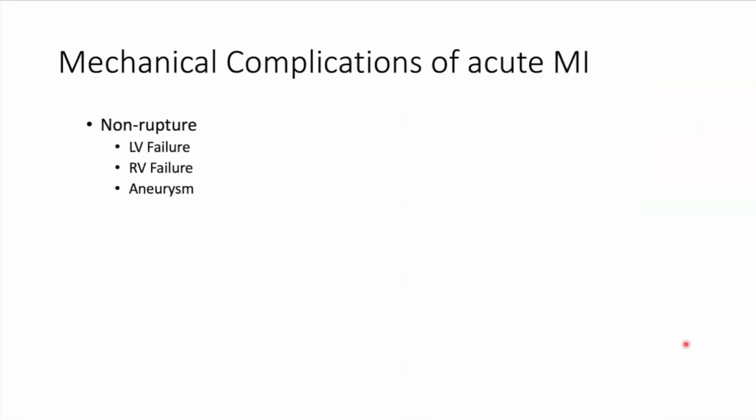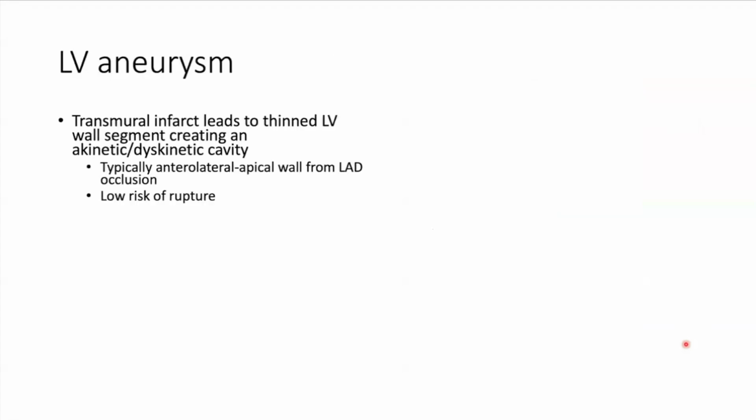Okay, moving on to aneurysms. So aneurysms can happen both in the left ventricle and the right ventricle, but LV aneurysms are much more common. Basically what we're referring to is an infarcted area in the left ventricle that becomes thinned over time, scar develops, and becomes dyskinetic eventually. So usually it's anterolateral apical wall infarcts that cause this, just because there's poor flow there from collaterals. These have a low risk of rupture.